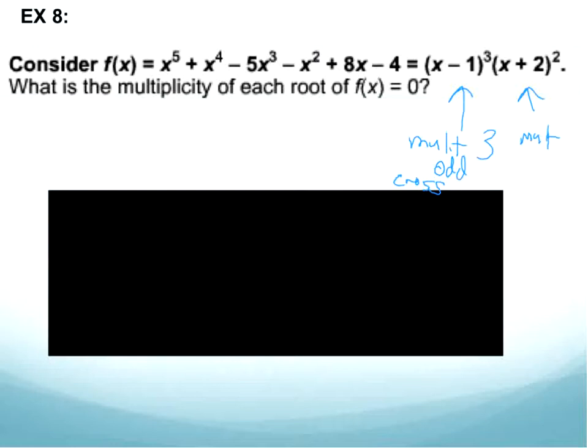Okay, so my next one, if it's squared, that would be a multiplicity of 2. That's even. What does even mean? Touch. Good job.